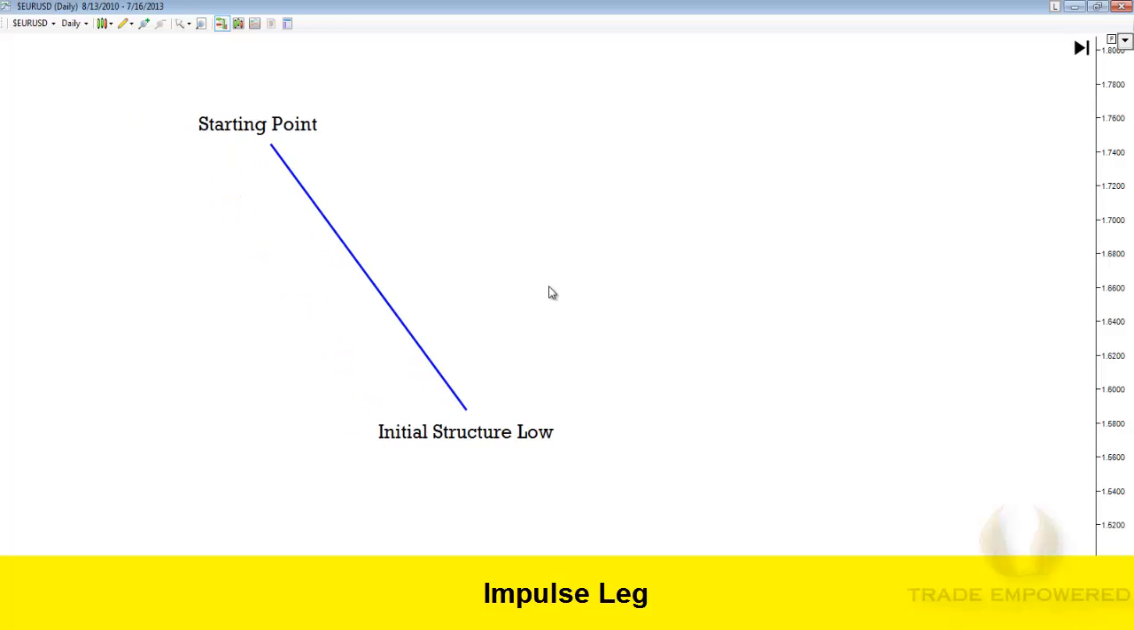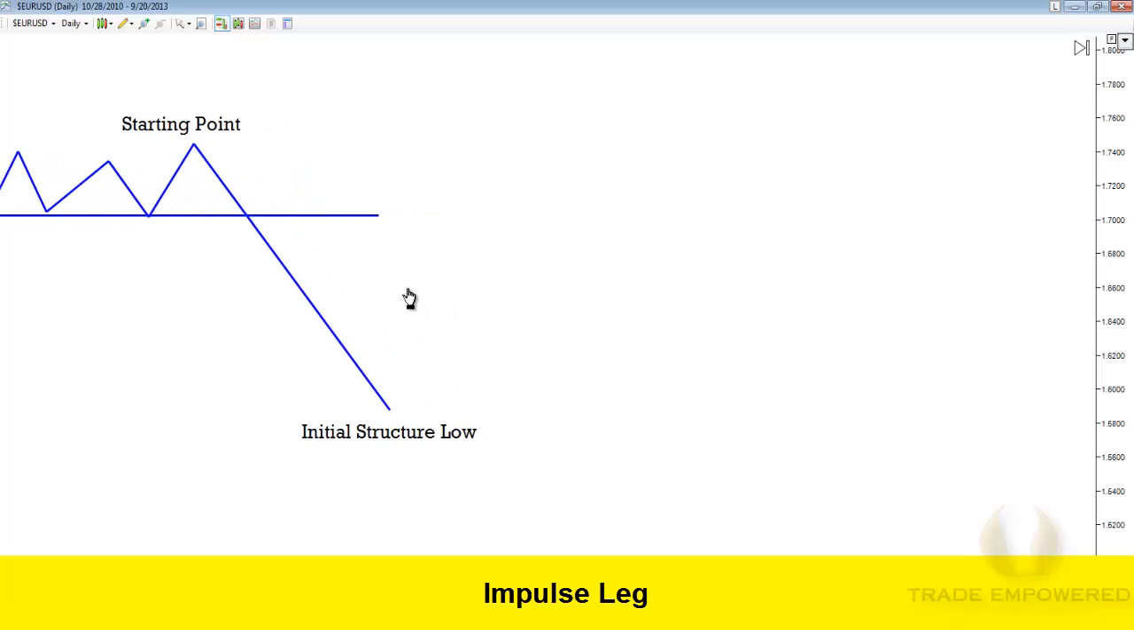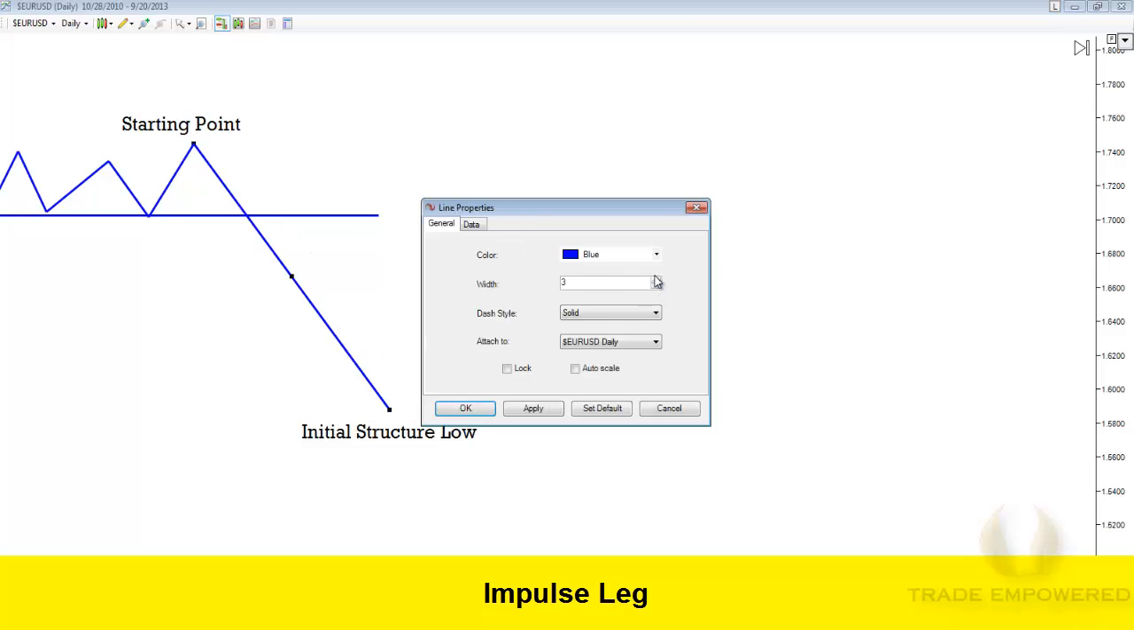But basically, when you see the market break recent structure, so if you pretend our market was doing something like this in the past, and then we get a move that breaks our most recent structure level, this is called an impulse leg. This move right here.